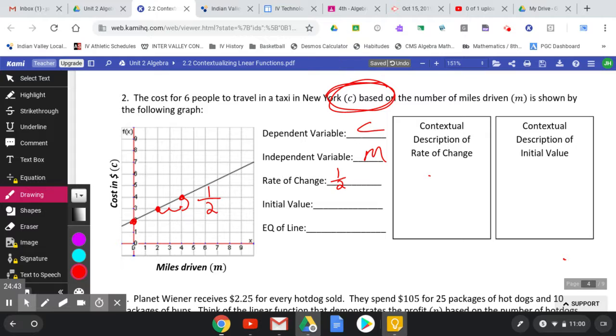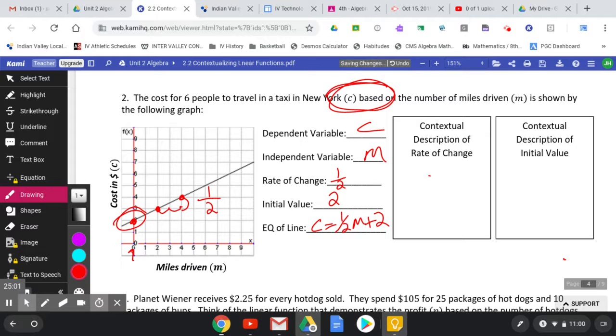What's my initial value? 2. How do you know that? Where it crosses the y-axis, right there. It's also where my input is 0, which is cool. And so the equation of the line is C equals 1/2 m plus 2.